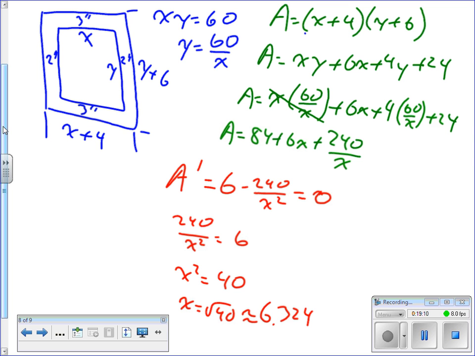So we end up getting y equals 9.4876, truncated. So our dimensions are going to be 10.324 inches by 15.487 inches.